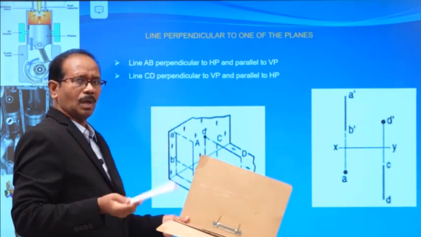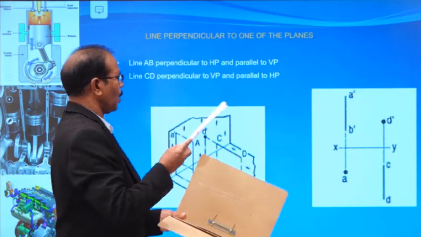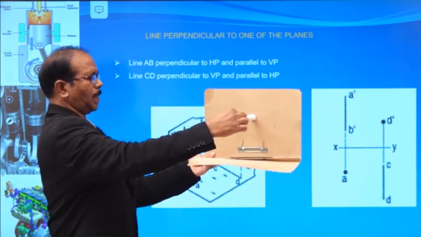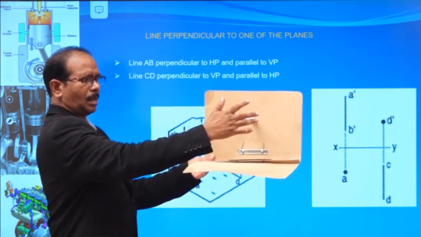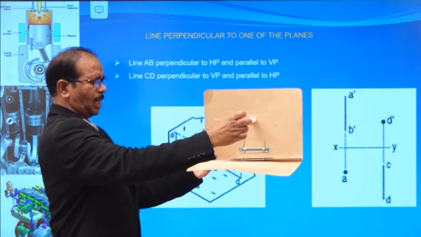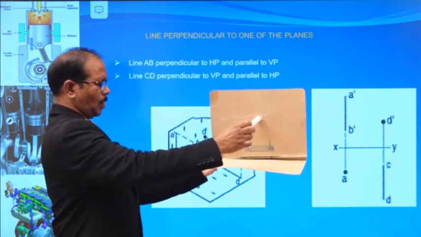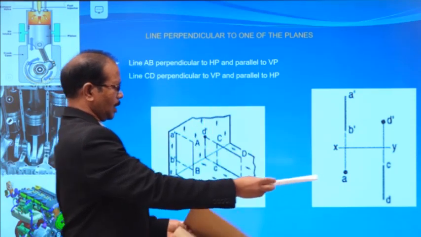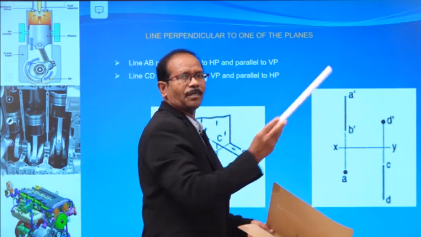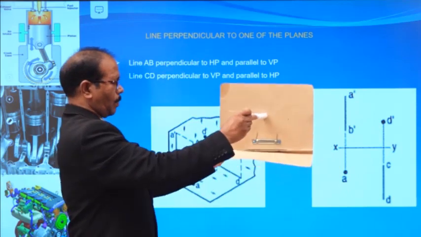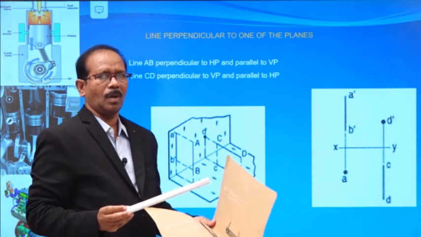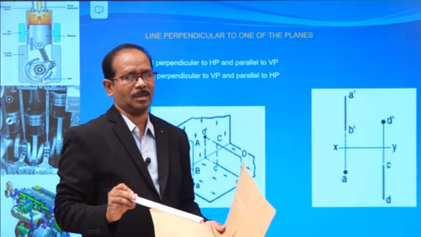Line inclined, the next case will come. Now one more position, line CD perpendicular to VP, parallel to HP. Front view is a point, top is a line, as shown in this one. CD is the top view, D dash is its front view. Line perpendicular to VP. Now these are all simple positions.